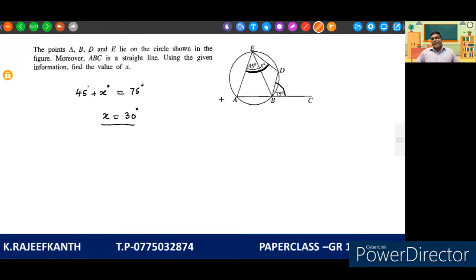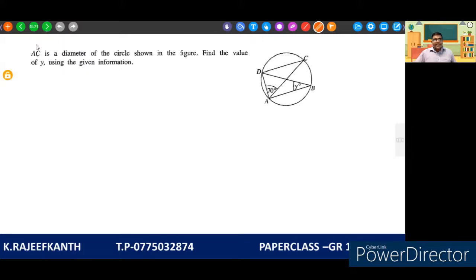So here we are applying only one theorem, that is, exterior angle is equal to interior opposite angle. Then this interior opposite angle is 45 plus x, and that exterior angle is equal to 75. Then x is equal to 30 degrees. Then next one.